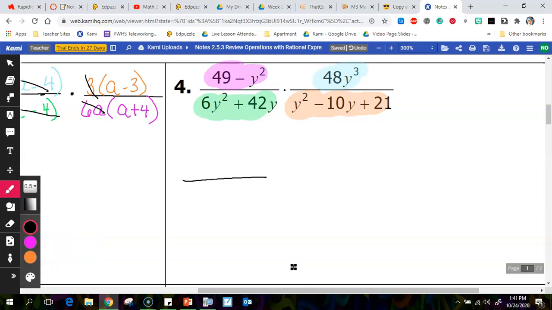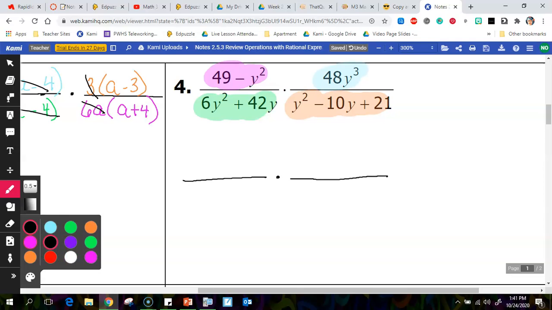So I'm going to factor them first. Remember, you got to do that. You got to factor first when you have a multiplication problem, because you can't start canceling stuff out until you do that. Like you might see, oh, here's a y squared right here and a y squared down here in the denominator. I mean, you can't cancel that until you've factored everything.